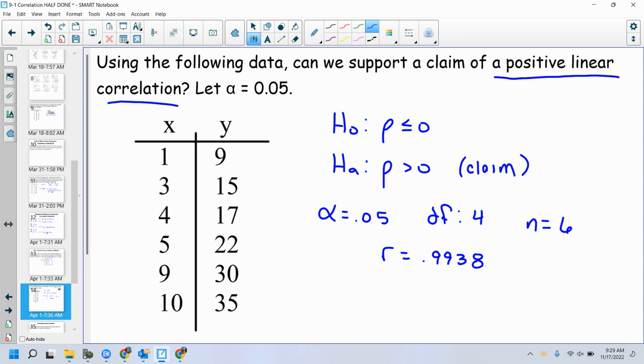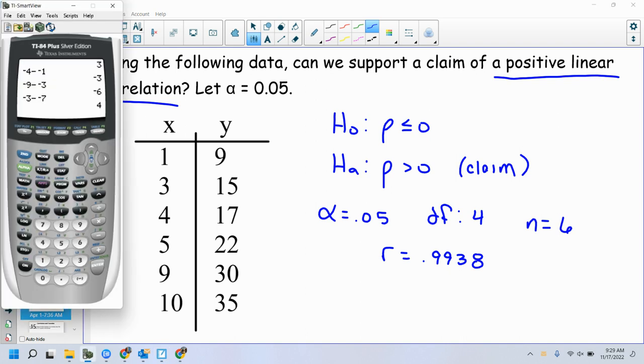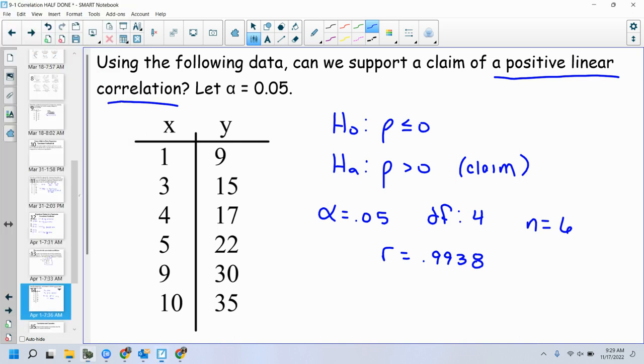Right. So let's see. We've already done the process of putting it into our lists: 1, 3, 4, 5, 9, 10, 9, 15, 17, 22, 30, 35. And then we can go out here. Stat calc 4 is our linear regression. And that's where we get the R value of 0.9938. So that's where we're at right now. Let's figure out our test statistic. Let's figure out T.